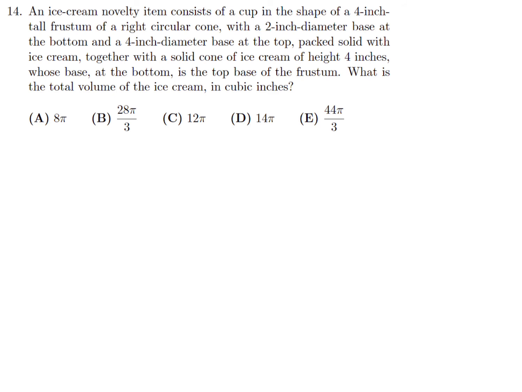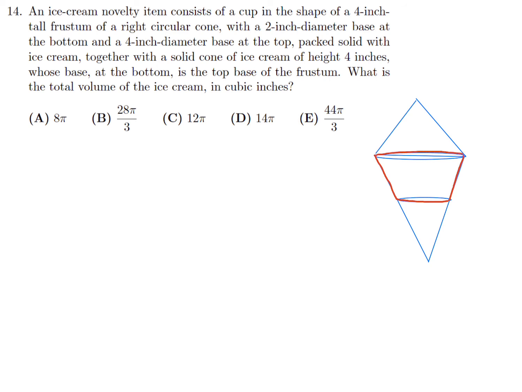All right, so we've got to figure out what this looks like. I think it looks something like this. And let me explain all of these dimensions. So this novelty item is in the shape of a 4-inch tall frustum. So a frustum is basically this part right here. When you take a cone and then you chop off this part, what's left is the frustum. So we have this part right here, that part.